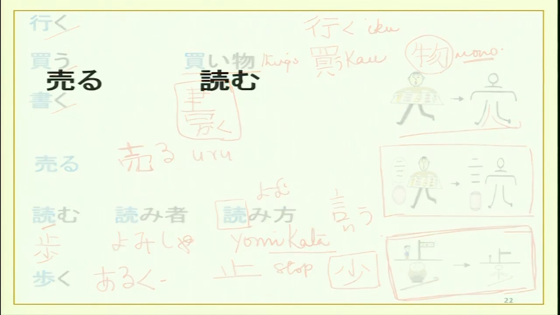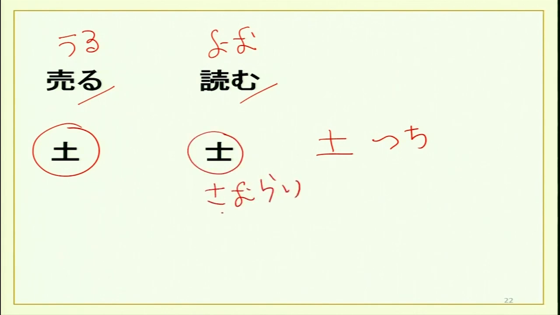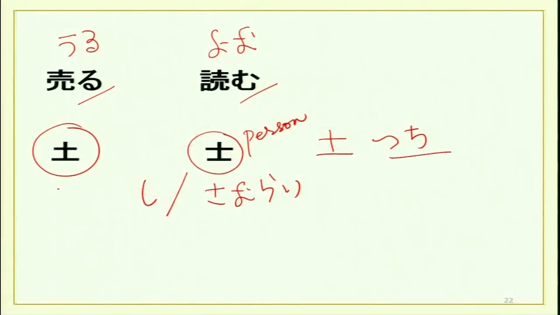Now there are these two kanji, uru and yomu, very similar. I have already told you the way to write it. Then this is new, but this one is old. This is tsuchi, which means earth, and this kanji is used for samurai also. One reading is samurai and it also means person. The reading is shi. Remember these two very similar looking kanji, tsuchi, which is this one, and shi or samurai.